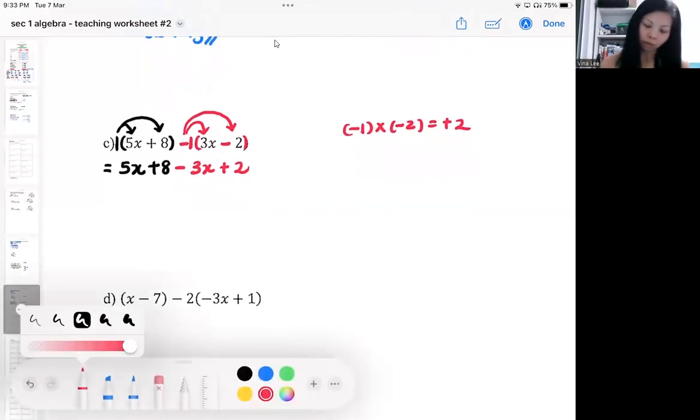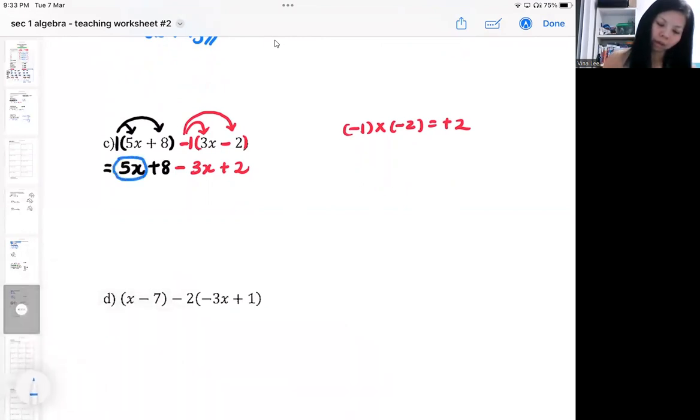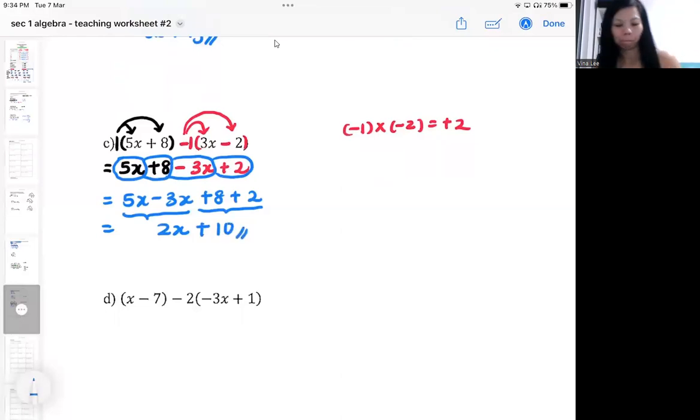Okay. So after this, I will see that I've got the x, I've got the constant, I've got the x, I've got the constant. So I'm going to simplify. The x will come together, the constant will come together. So 5x and 3x will give me a 2x. Number and number will just give me a 10.